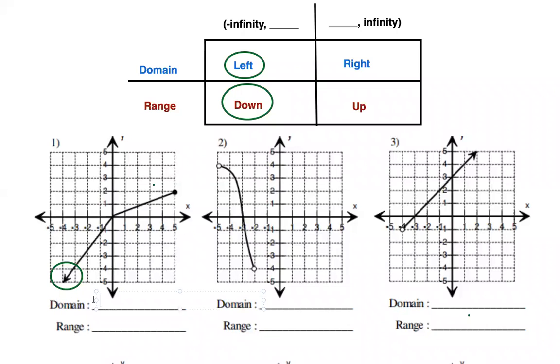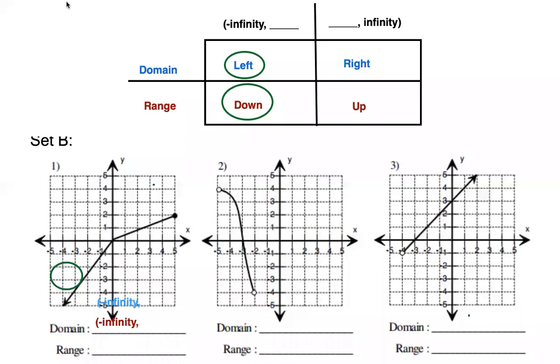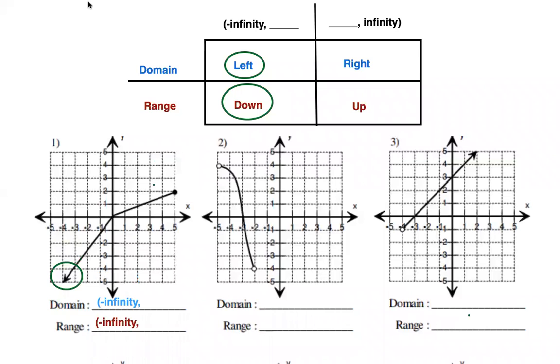So for my domain, I'm going to have a negative infinity. And for my range, I will also have a negative infinity. So what I need to find out is what's going to go on the right side and what's going to go on the top side. So my right side is at positive 5. See right there, that 5.